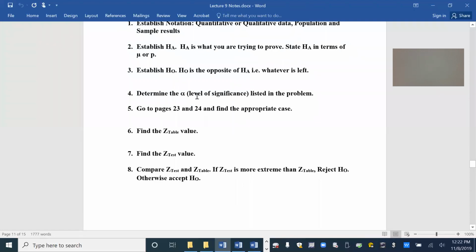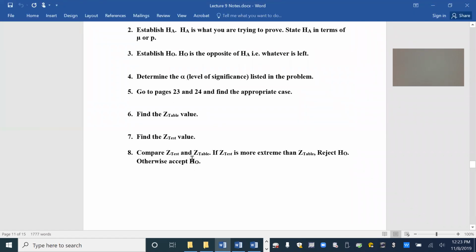Read the problem and see what the alpha is, the level of significance. How sure do we want to be before we convict somebody? Go to page 23 and 24 in the workbook. Look up the appropriate Z value. Calculate the Z test value. Make your decision. And if required, find the P value. That's it.